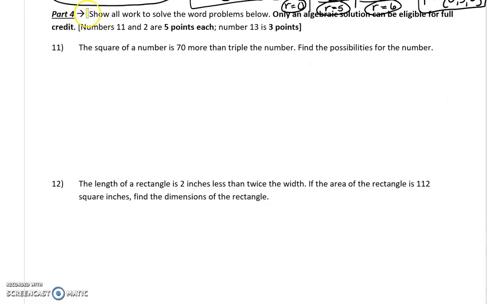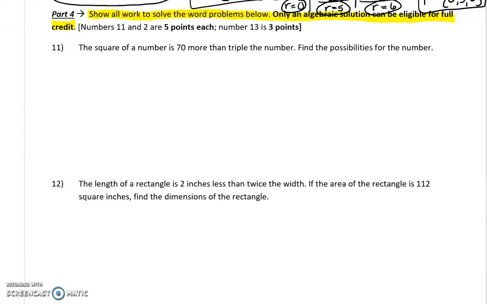Part 4 of this test says, show all work to solve the word problems below. Only an algebraic solution can be eligible for full credit. And then it goes through the point values. Let's take a look at number 11. The square of a number is 70 more than triple the number. Find the possibilities for the number.